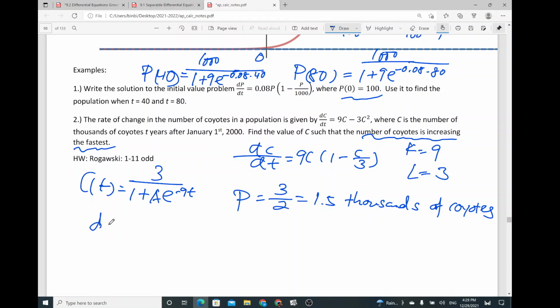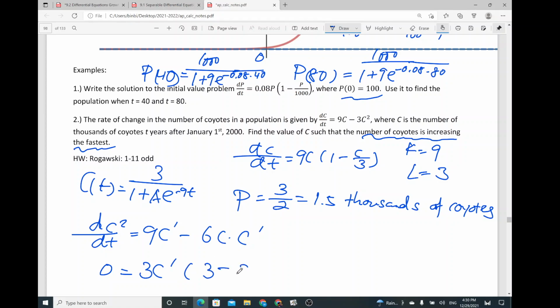So dC over dt for the second derivative. Again, C would be the population. So 9 times C prime minus 6C times C prime. This one is a little bit hectic because a lot more work needs to be done. So the second derivative would be considered 0 because the rate of change would be the maximum. So take out 3C prime, and we have 3 minus 2C.